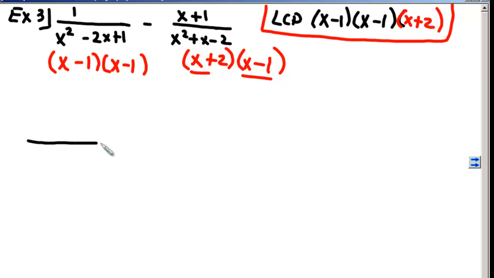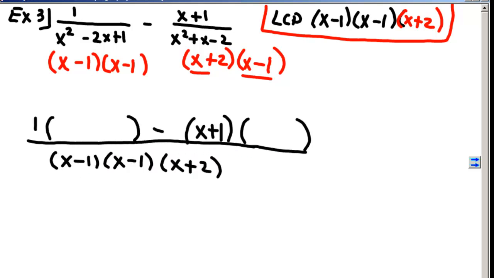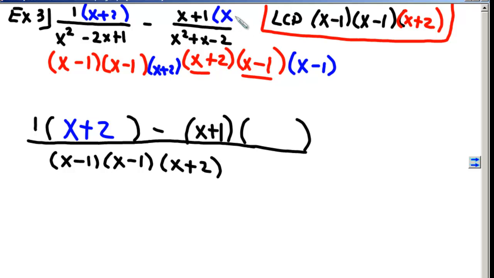Rewrite the expression with the new denominator. And let's see what we're missing in this first expression. In the denominator, I am missing an x plus 2. So I need to multiply both top and bottom by x plus 2. In the second denominator, I have an x plus 2 and an x minus 1, but there are two x minus 1s down here. So I need to multiply top and bottom by x minus 1. I'm going to bracket these off because there's a negative sign right here and it will change everything inside the parentheses.